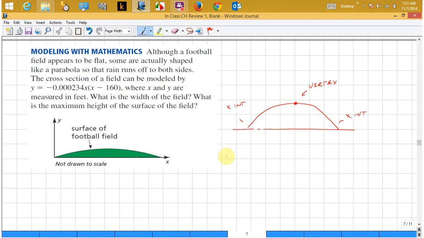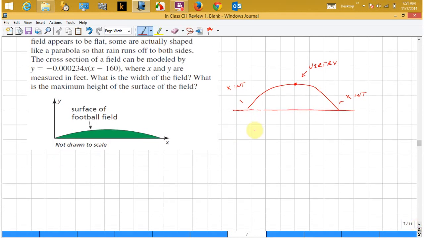So the equation that I'm dealing with is y is equal to a negative 0.000234x times x minus 160. So the intercepts will be what values of x make this go to 0? Well, here's one of the values right here. That would be x equal to 0. And another one from this part would be x is equal to 160. So what we see is that here's the start of the football field. Here's the other side. So the width of the football field would be 160 feet.